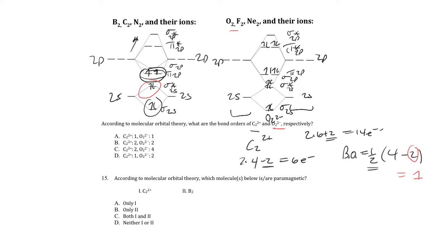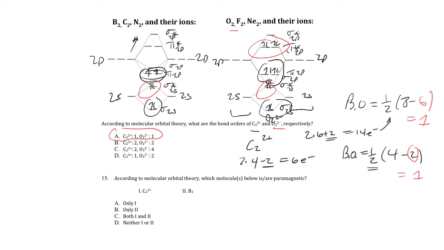So for the bond order for O2 2-, we have 2 plus 8 bonding electrons. So our bond order for O2 2- is a half, and then 8 minus 2, 6, for 1 as well. So the bond order of both C2 2+ and O2 2- are equal to 1.